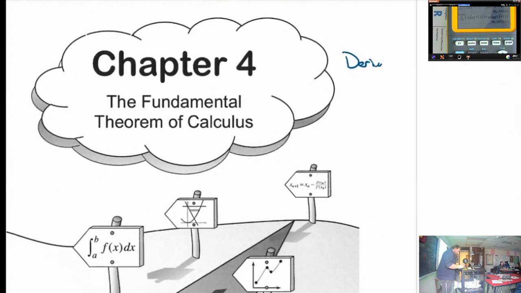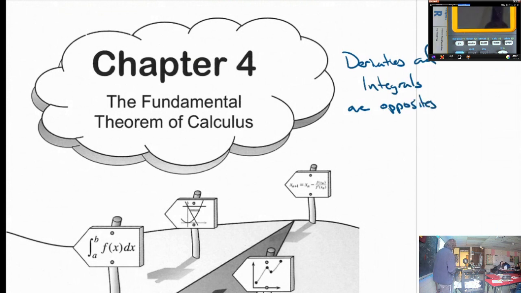Derivatives, and what we don't know yet but we're going to learn about today for the first time, integrals, are opposites. It's an idea that's been hanging out in the wings waiting for us to talk about it, and we're going to talk about it in this chapter. Derivatives and integrals are opposites of each other. That's the thing there.